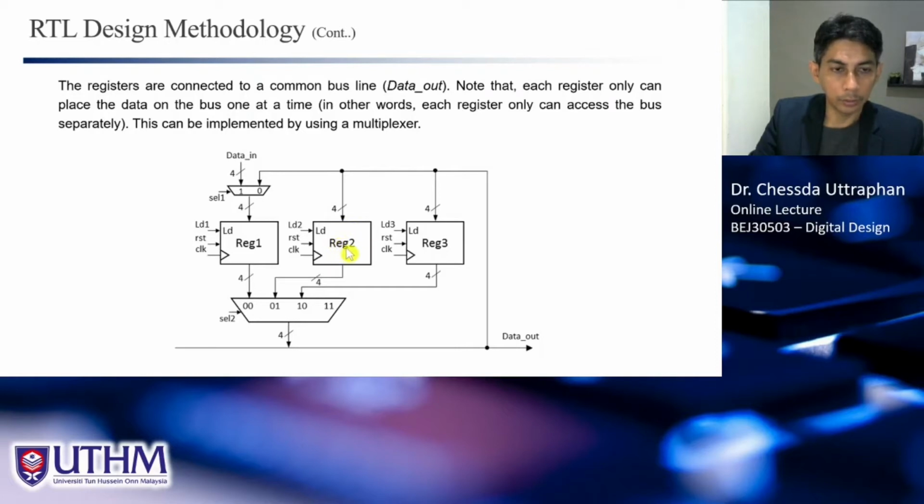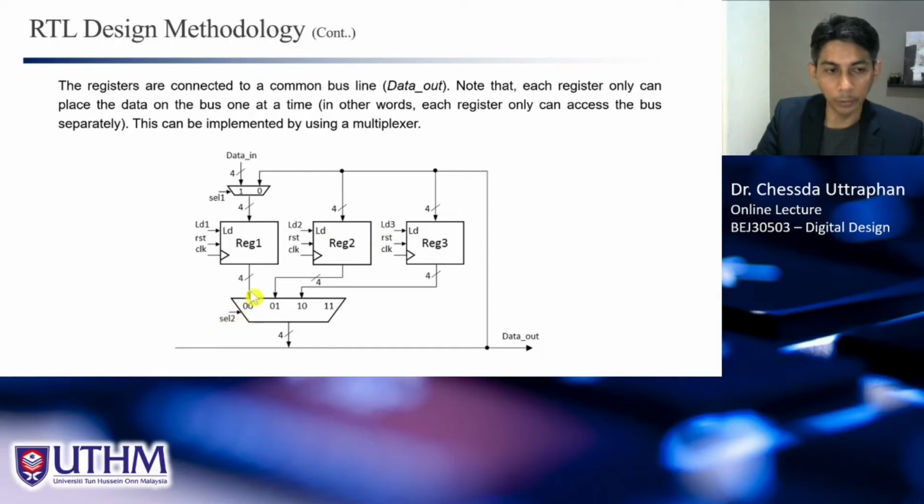And to transfer the data from register 2 to register 3, what you need to do is set SEL2 to 0, 1, such that the data from here will be available here, and of course here, and you need to set this LD3 to 1, such that the data can be loaded into reg3. Right? So these signals cannot be activated at the same time. For example, this one, right?